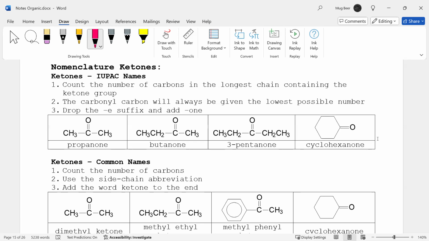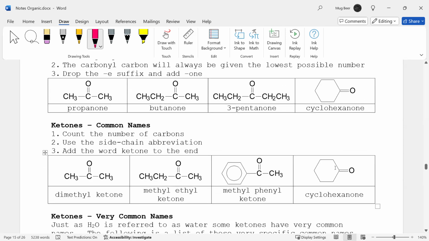So the common names for this, it sort of goes just like the ethers. I just say what's on each side and then say ketone. So dimethyl ketone, or methyl ketone, one of those names. I've got the ketone, the C double bond O, and on each side of it, I've got methyl groups. The next one is methyl ethyl ketone. And since these are common names, they don't need to follow the IUPAC nomenclature. So it doesn't need to be ethyl methyl ketone.